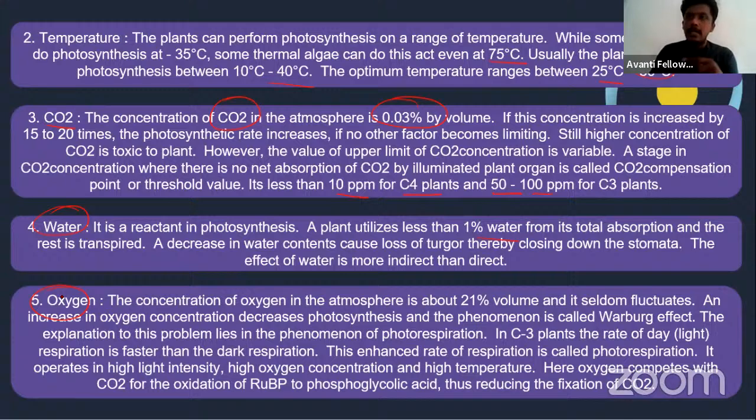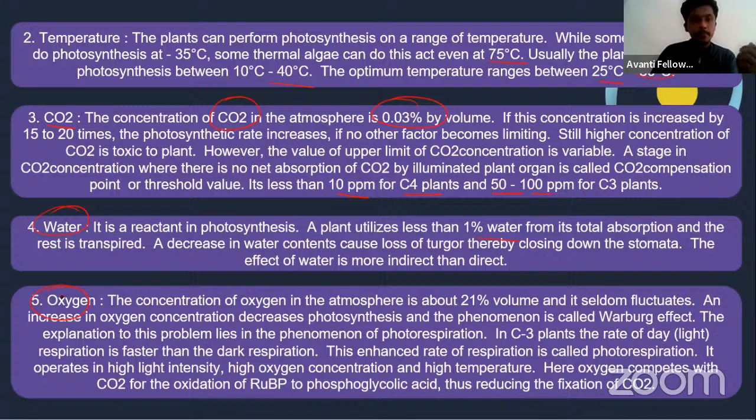So this type of respiration, which is a wasteful process, happens because of the concentration difference of oxygen and carbon dioxide in the C3 plants. That's why we need a little bit lesser oxygen concentration compared to that of carbon dioxide with respect to C3 plants.